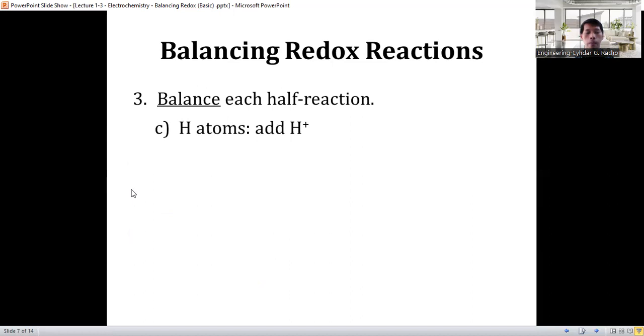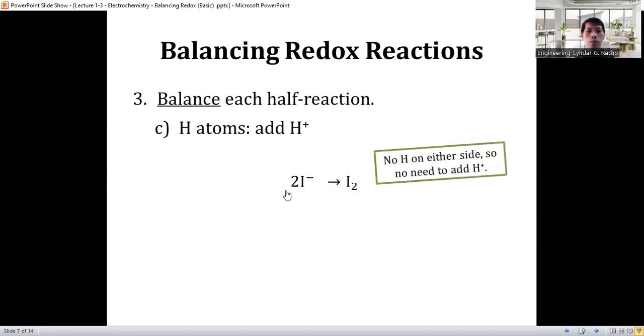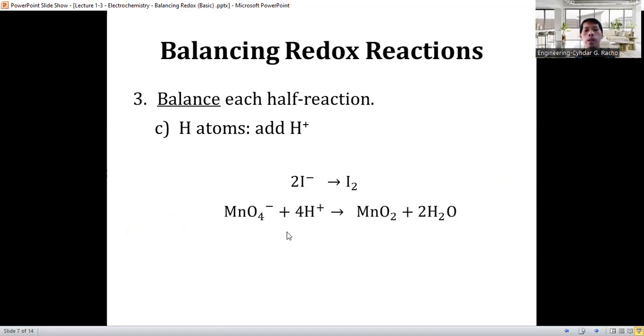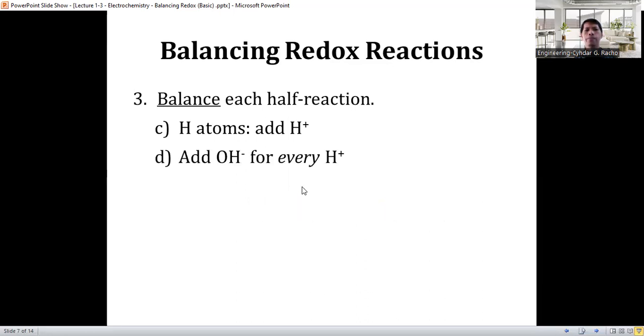Letter C. To balance the H atoms, we add H plus. In the iodine half reaction, we don't need to add H plus because there is no hydrogen appearing on both sides of the half reaction. In the manganese half reaction, as you can see, we already added H2O, so there is an excess of 4 H atoms on the right side of the equation. So we need to add 4 H plus on the left side.